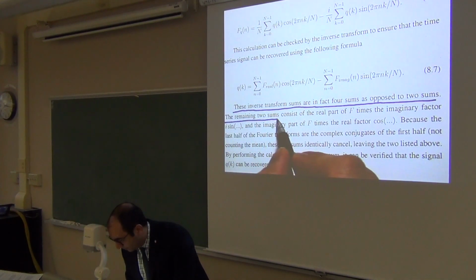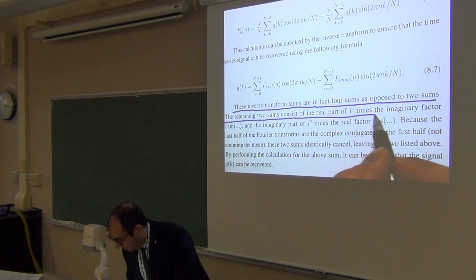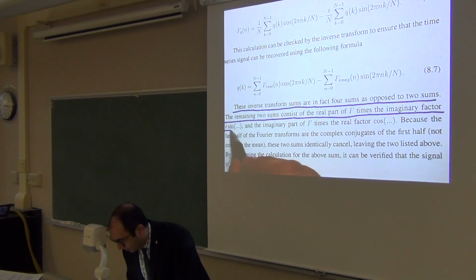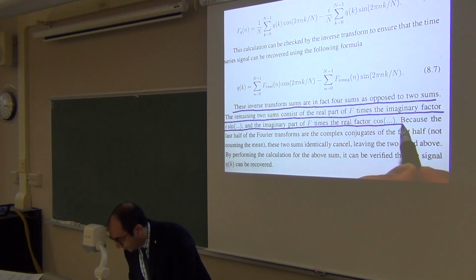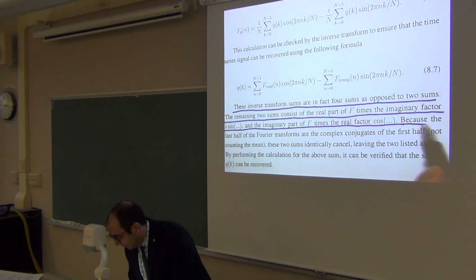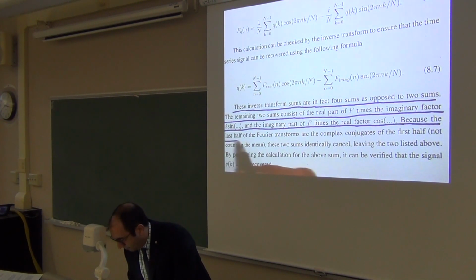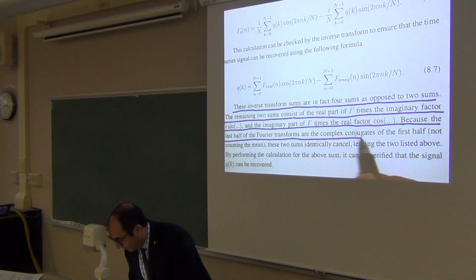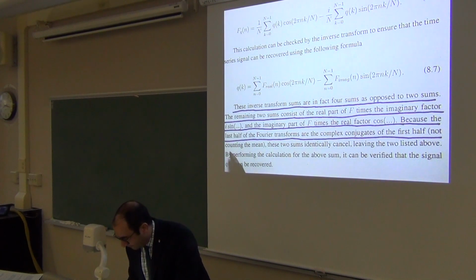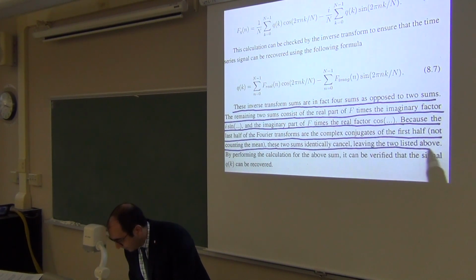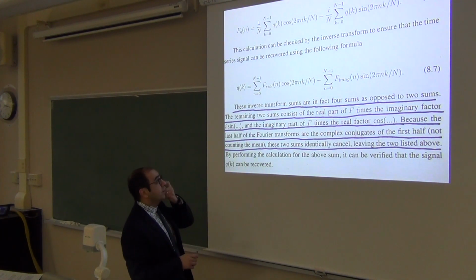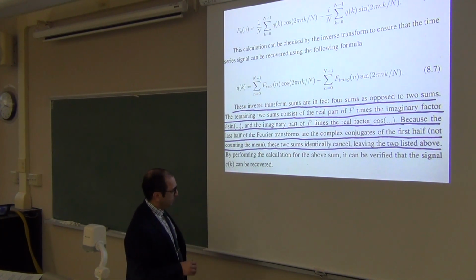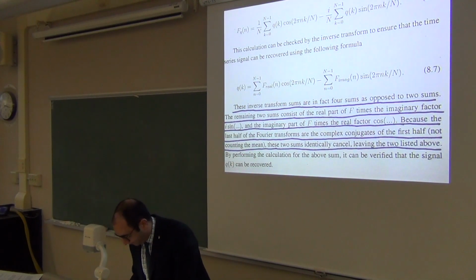The remaining 2 sums consist of real part of f times the imaginary factor I sine the angle, and the imaginary part of f times the real factor cosine of the angle. Because the last half of the Fourier transform are complex conjugates to the first half, these 2 sums identically cancel. That they only leave 2 sums to do. So it's a fortunate situation. The sum has fewer terms.